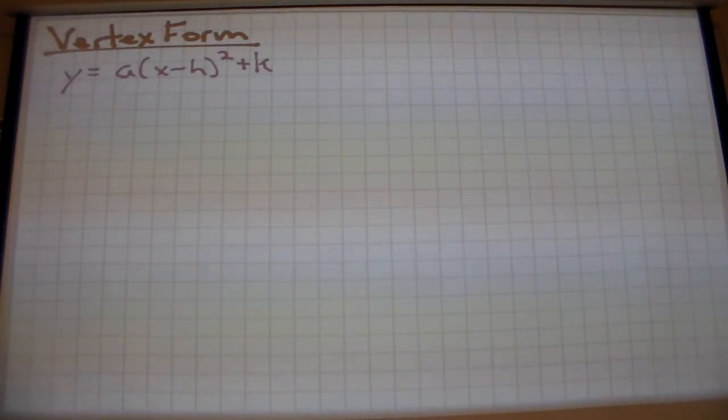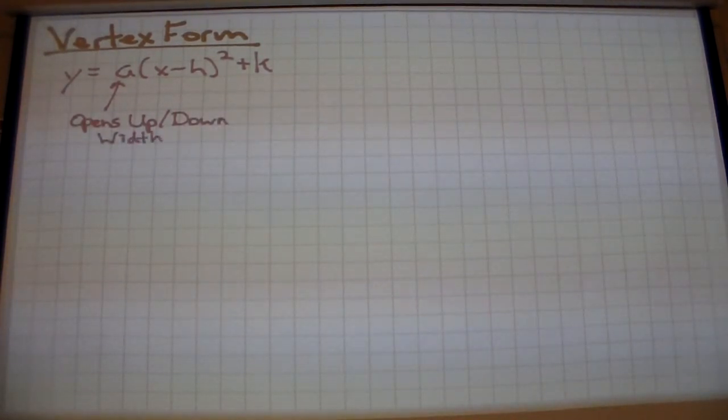What's nice about this one is A is still opens up or down. Whether it's positive or negative, it also determines the width. So the same one as before. The bigger that it is, the skinnier the graph would be. The smaller A is, let's look like 1/2, 1/4, the wider it's going to be. Positive, it opens up. Negative, it opens down. So that stays the same.